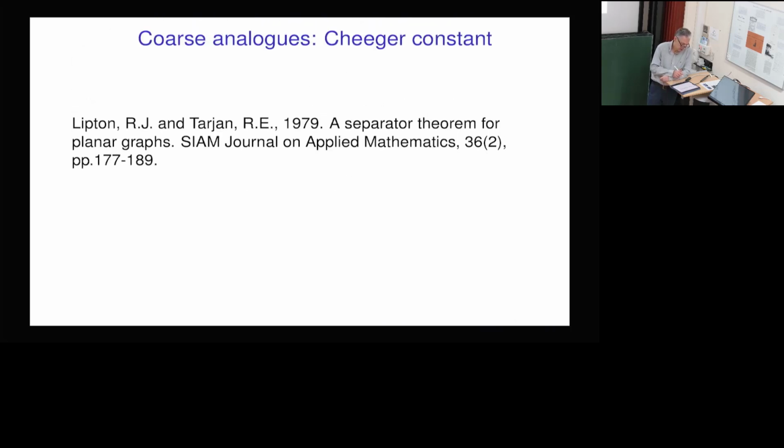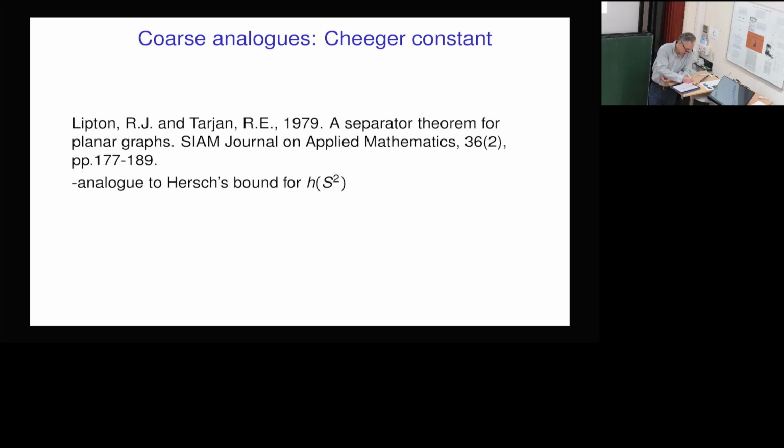Okay, so let me give some other coarse analogs. So let's go to the Ziegler constant. The Ziegler constant was studied by graph theorists, computer scientists, and geometers under different guises. This separator theorem is used all the time for algorithms in computer science, but what it says is very similar to Hersch's bound for the Ziegler constant of the sphere.